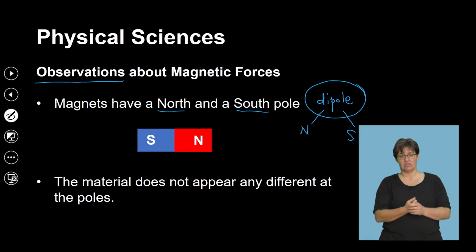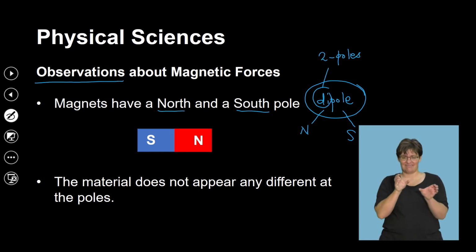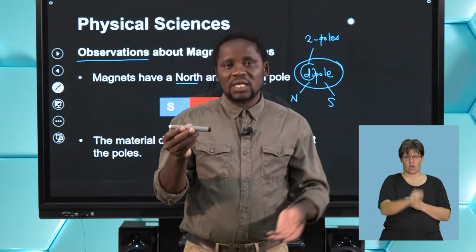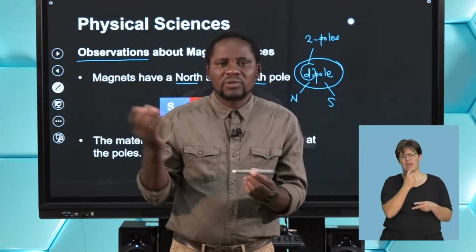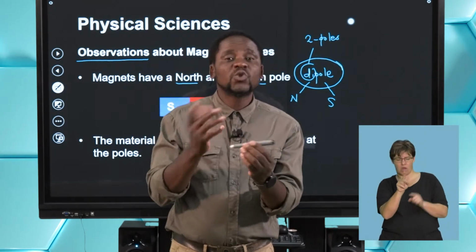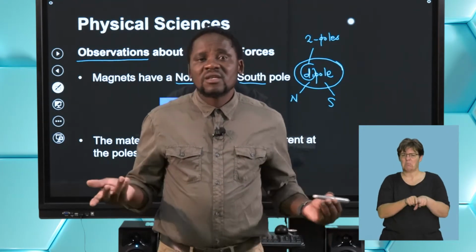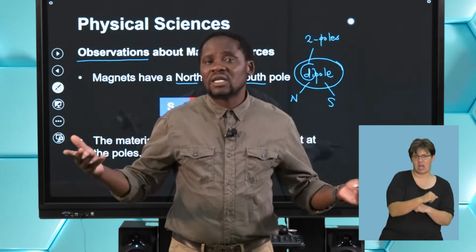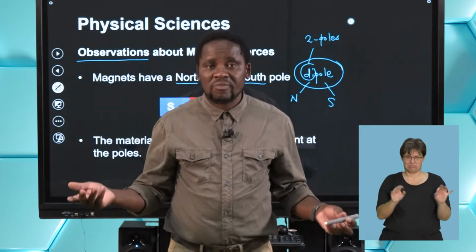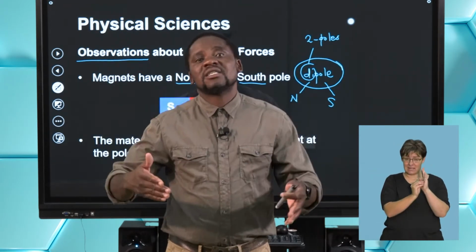So the word "di" suggests that there are two poles. Magnets have a north and a south pole, and the material does not appear any different at the pole. If you look at a bar magnet, except for the color code, where we've got the south blue and the north red, which is just for color coding, the two poles actually look the same. Nothing distinguishes them structurally or otherwise. So the magnet is essentially a dipole.